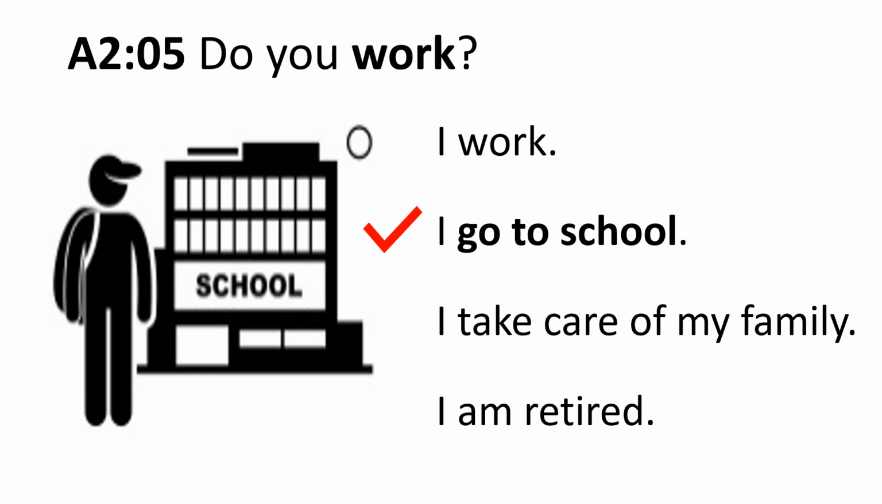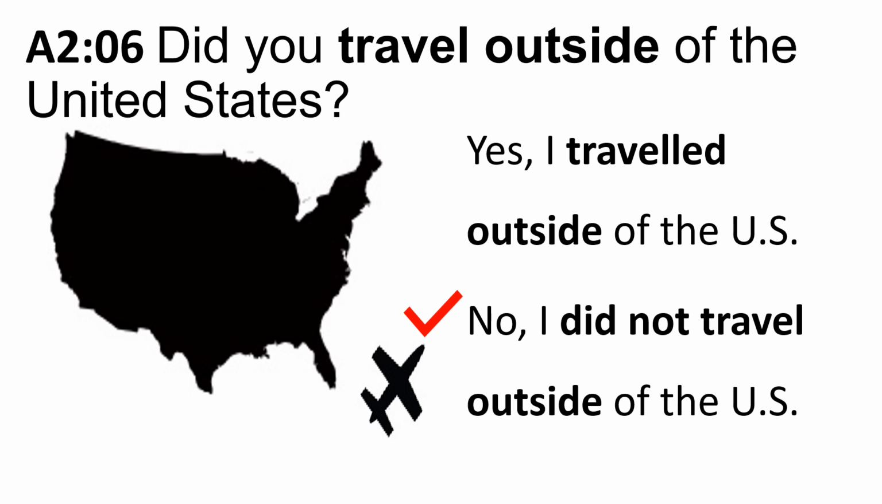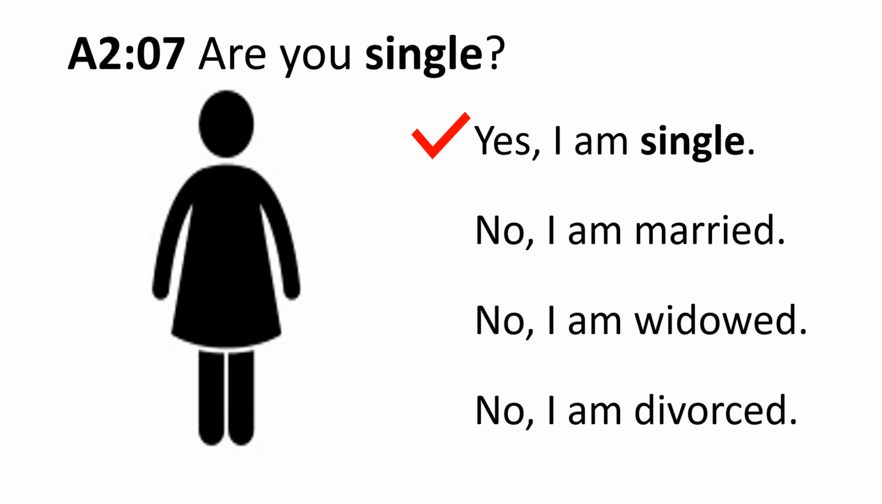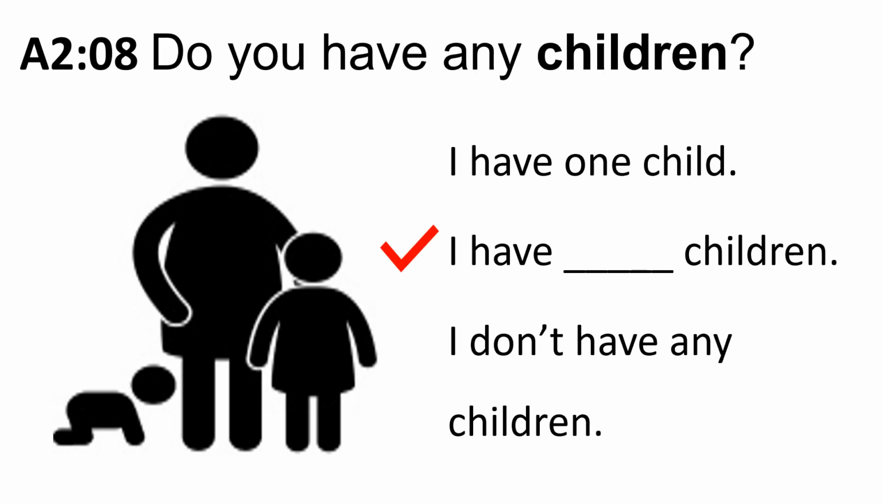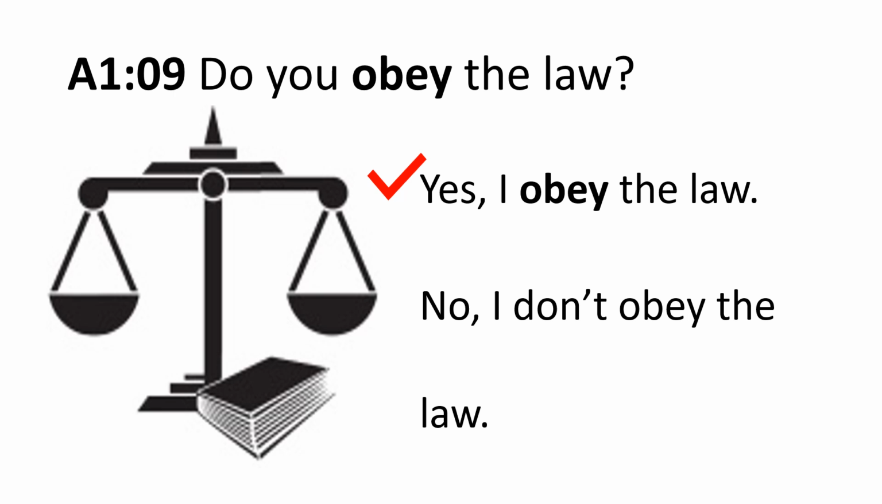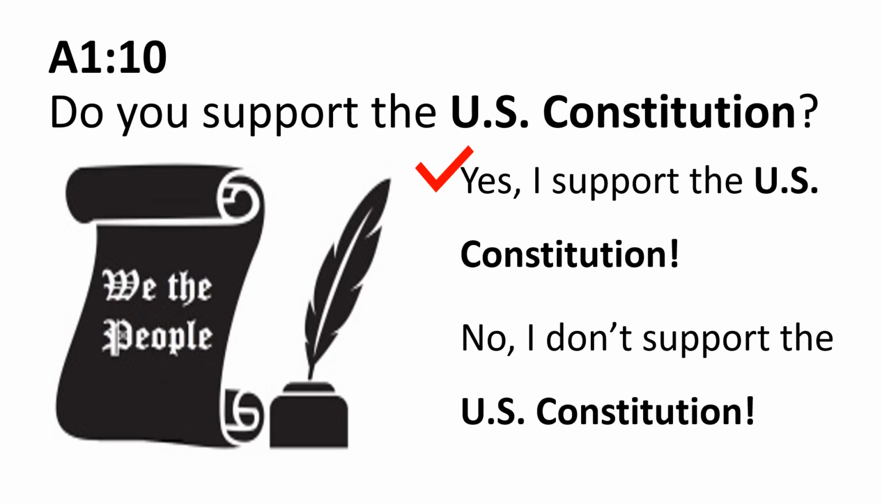Question 5. Do you work? I go to school. Question 6. Did you travel outside of the United States? No, I did not travel outside of the United States. Question 7. Are you single? Yes, I am single. Question 8. Do you have any children? I have 2 children. Question 9. Do you obey the law? Yes, I obey the law. Question 10. Do you support the U.S. Constitution? Yes, I support the U.S. Constitution.